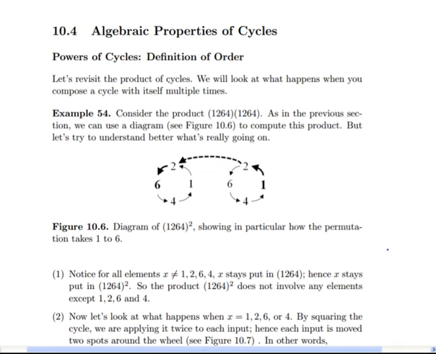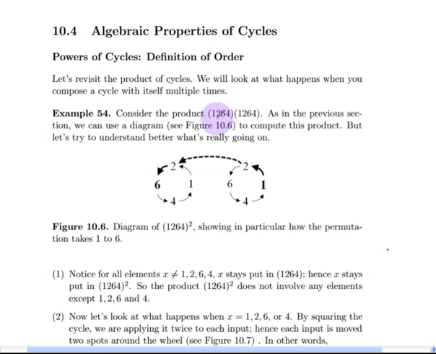Okay, let's look a little more closely into what happens when we do algebra with cycles. Now, what do I mean by algebra with cycles? I mean, the cycle represents a permutation, and permutations have the composition operation. So we'll see what composition does to cycles. First of all, let's look at powers of cycles.